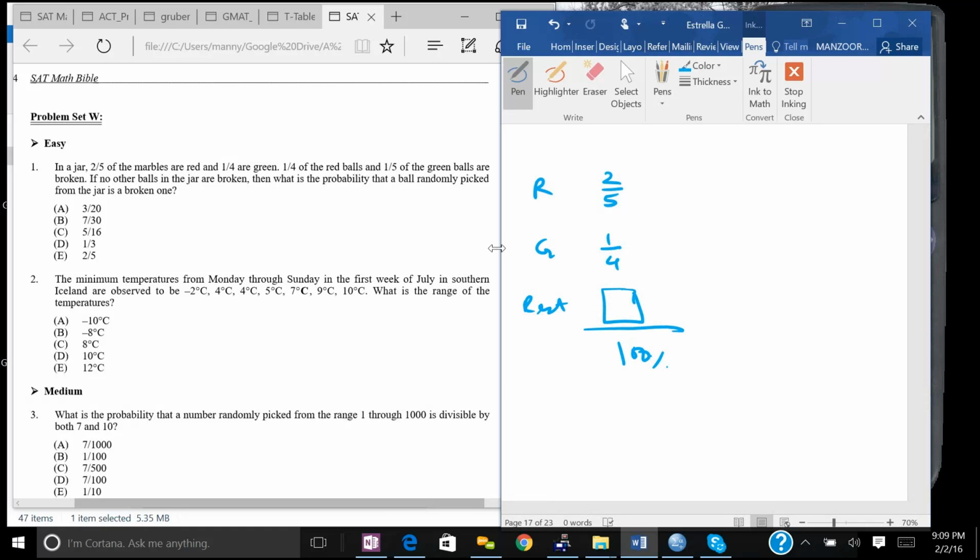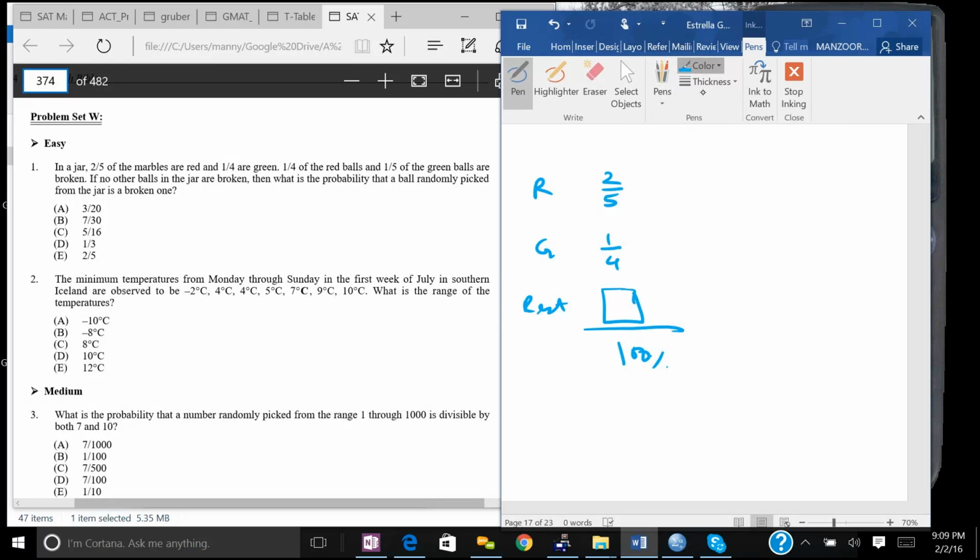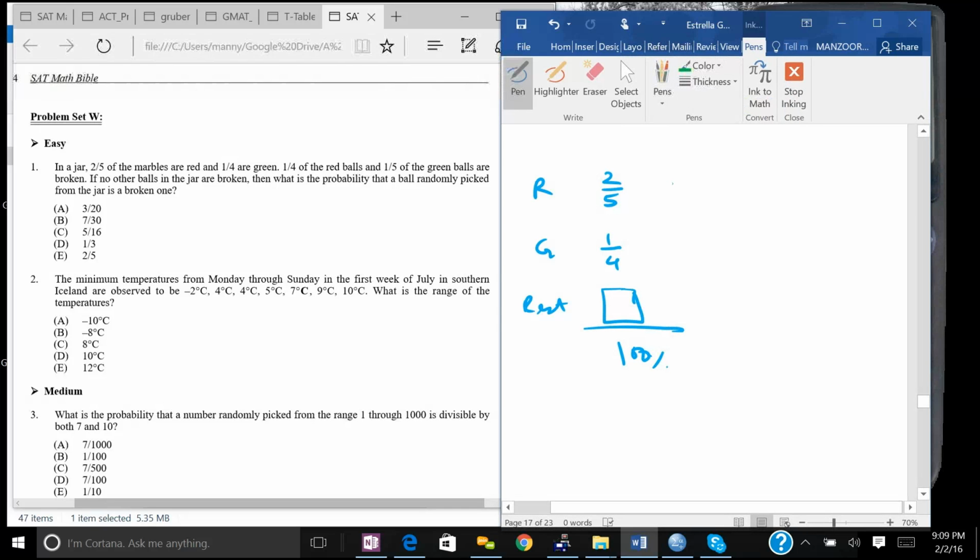Now this is saying 1/4 of the red balls are broken, and so the other 3/4 are good. Okay, we don't need those. And of the green balls, 1/5 are broken. So the other part, the 4/5, are good. So they're asking us what proportion is broken.